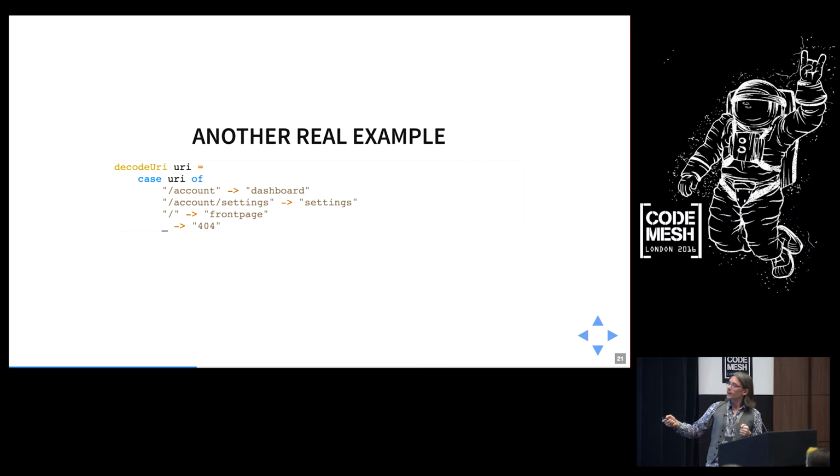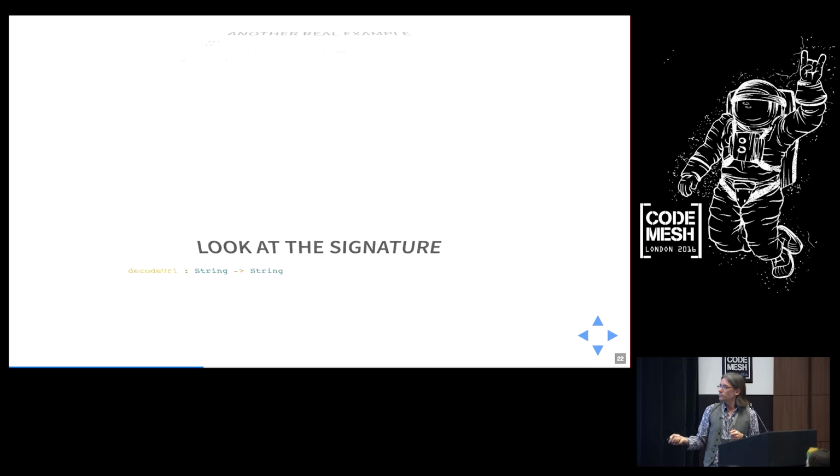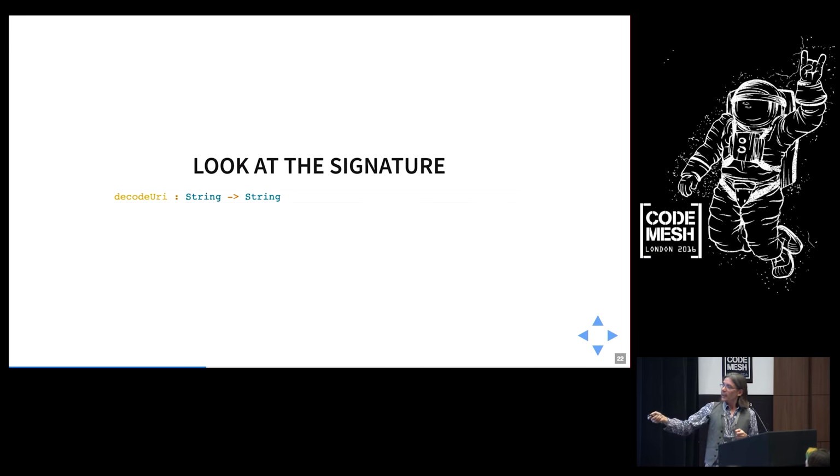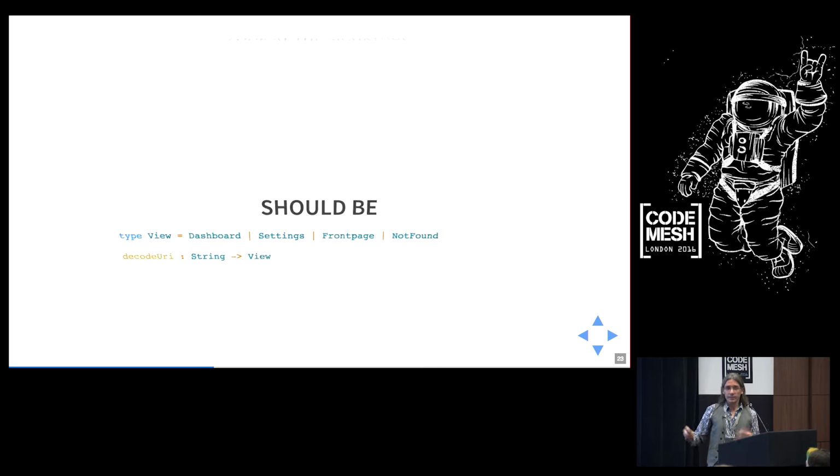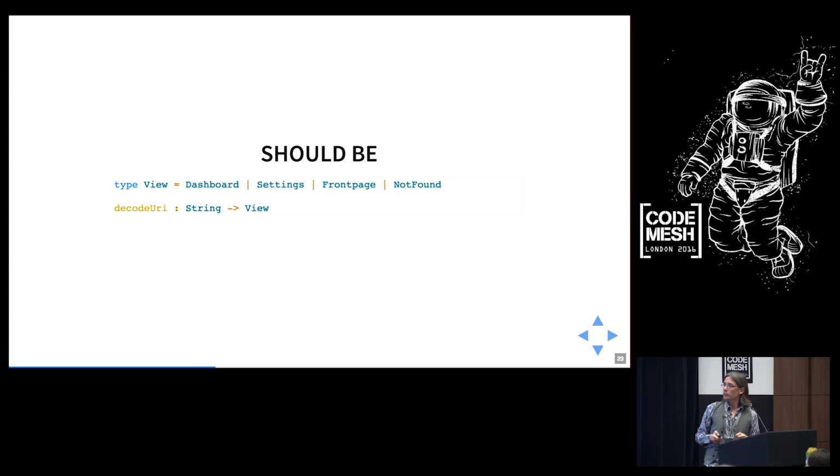I'll give you another quick example of that. This is one that's real-world code. I've seen other people's code as well. You've got a URI coming in from a single-page web app, and you have to convert that into which page we show the user. This is probably how you'd end up doing it in Angular. And again, it's a string-to-string function. The difference here is the string that's coming in is coming from the user, so legitimately it can be anything. And it's the return type we need to tighten up.